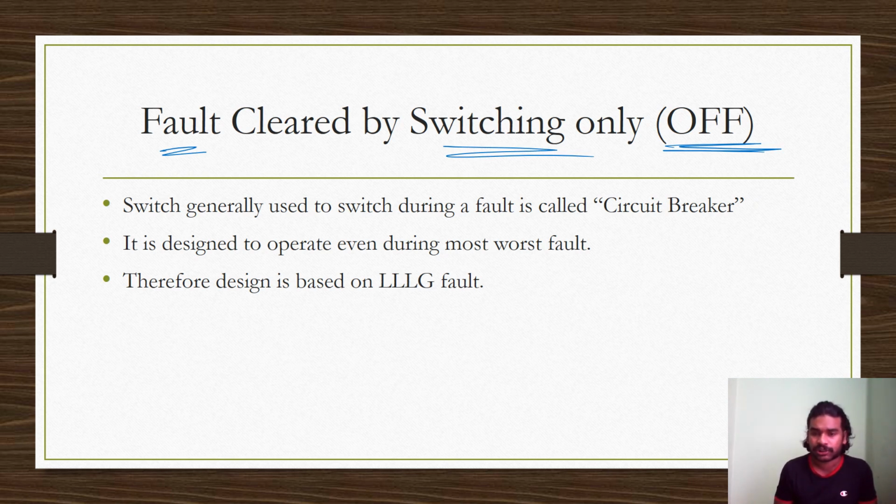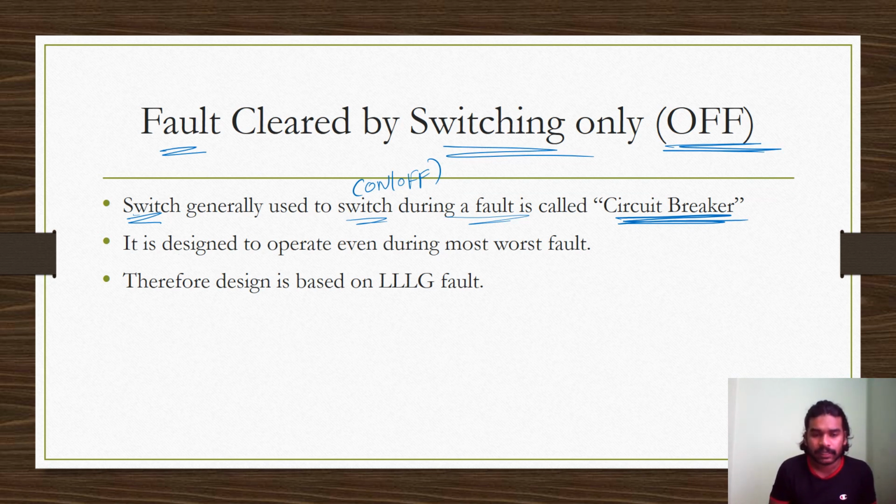So switching will be done by a switch, and the switch generally used to switch during a fault is called a circuit breaker. A circuit breaker is a switch that is used by switching on or off action. That is how the switching of a fault is done, by using a circuit breaker.